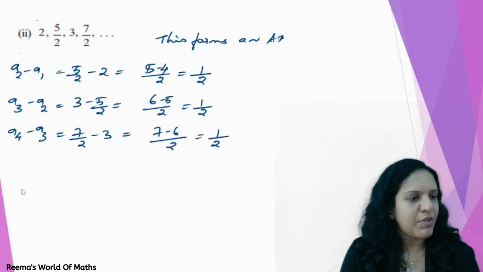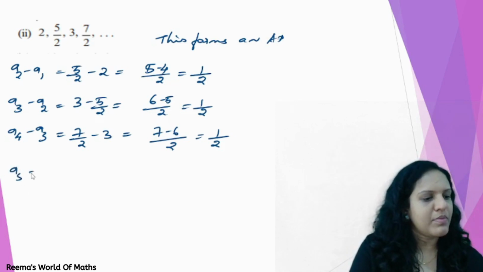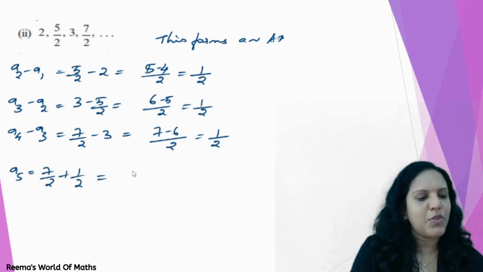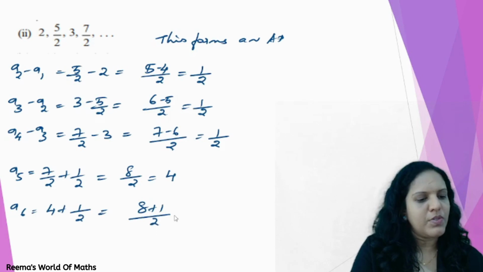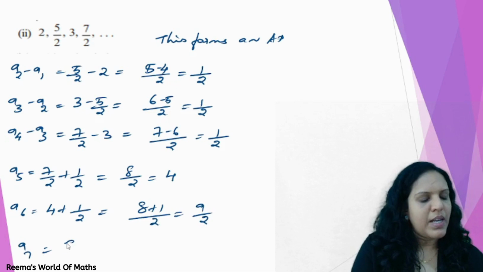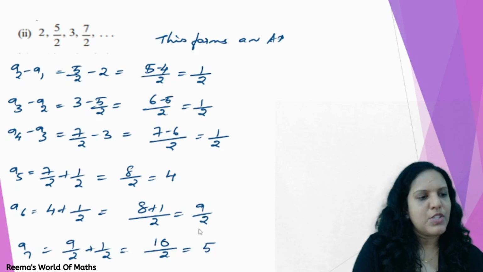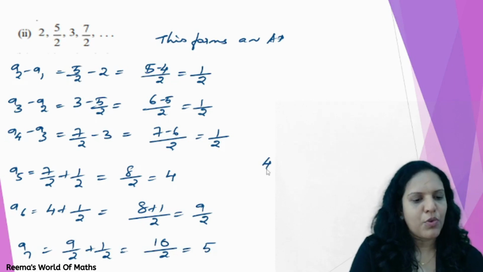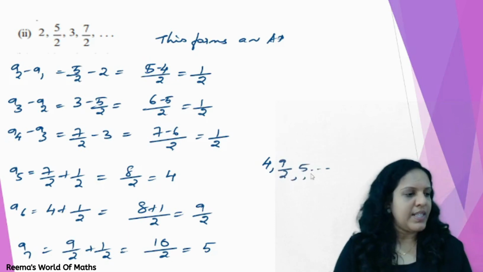So the fifth term A5 will be 7 by 2 plus 1 by 2, which is 8 by 2, equals 4. A6 will be 4 plus 1 by 2, so that will be 8 plus 1 by 2, which is 9 by 2. A7 will be 9 by 2 plus 1 by 2, which is 10 by 2, equals 5. So the next three terms will be 4, 9 by 2 and 5 in this AP. Let's see the next question.